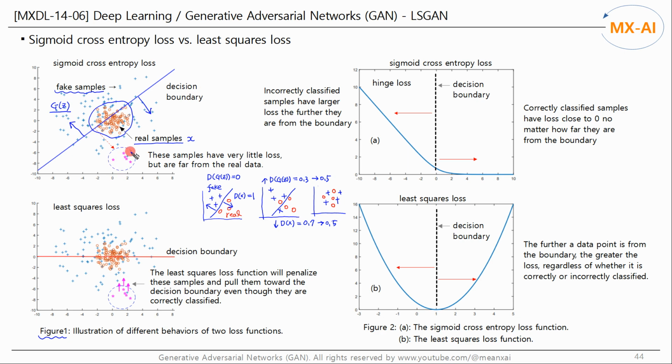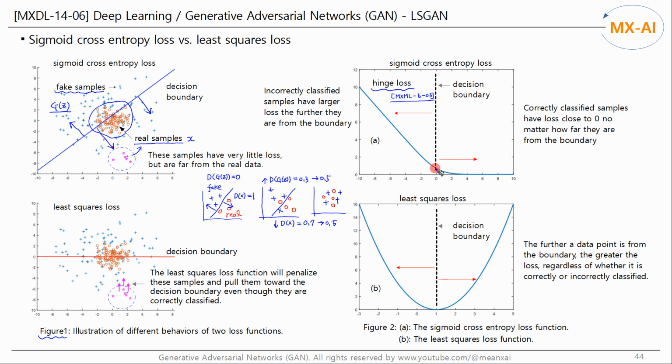And let's take a look at the data points around here that were generated by the generator. These are far from the boundary, but to the right of the boundary, so they are classified as real data. That is, their binary cross-entropy loss is a very small value, close to 0. This type of loss is the hinge loss shown in Figure 2 of the paper. We took a closer look at hinge loss in the third video of the Support Vector Machine series.